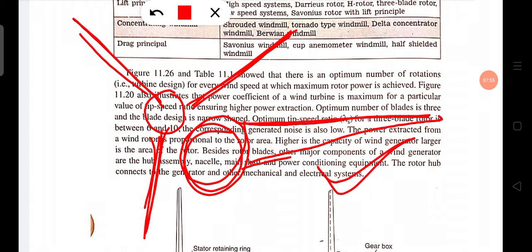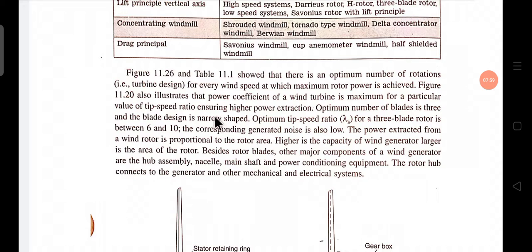Okay, narrower towards the tip. Now the blade design is narrow shaped. Optimum tip speed ratio for a tri blade rotor, that means a 3 blade rotor, is between 6 to 10.